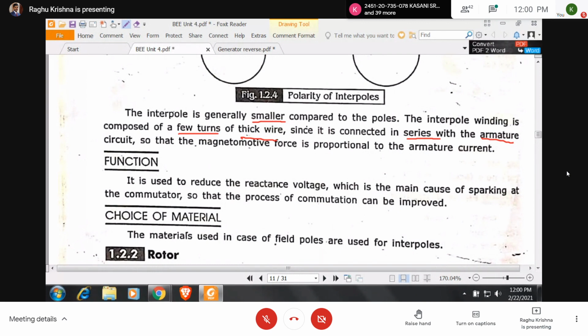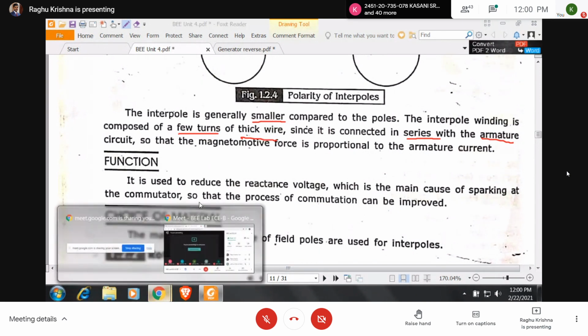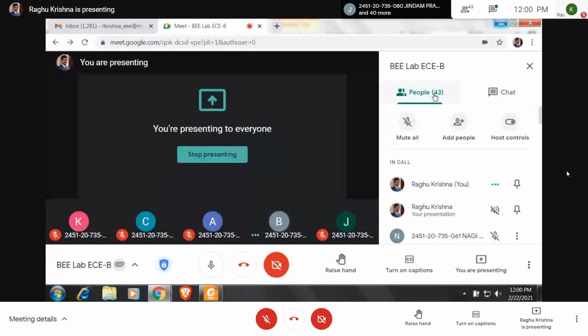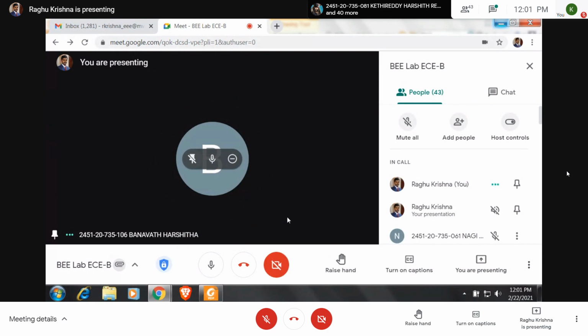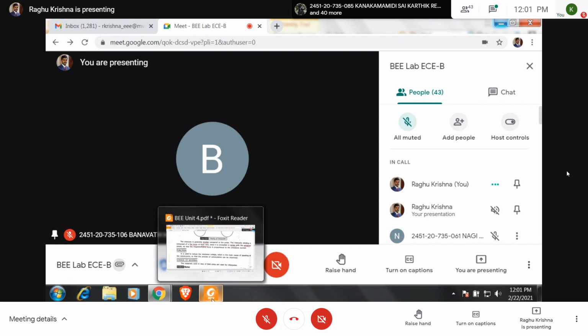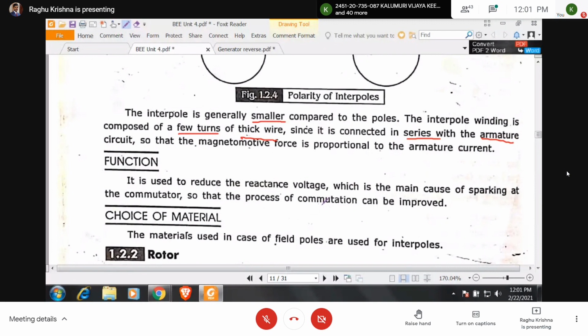So interpoles, see here. Yes, who is that? 106. So, Just know about the parts. Okay. Yeah, keep your microphone in mute if you do not have any doubts. So just know about the parts.